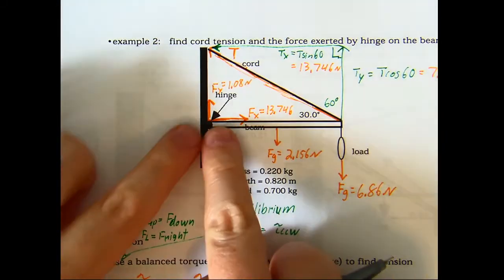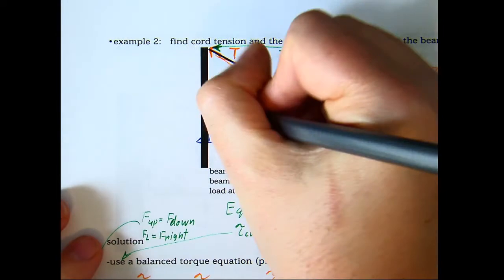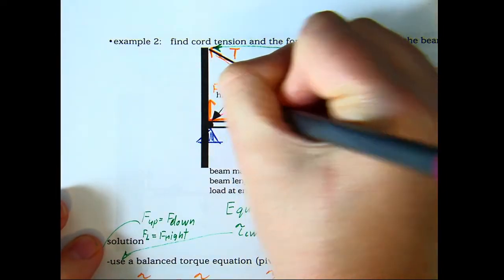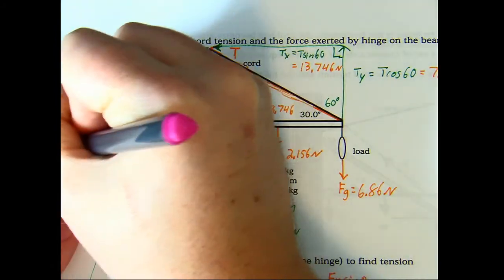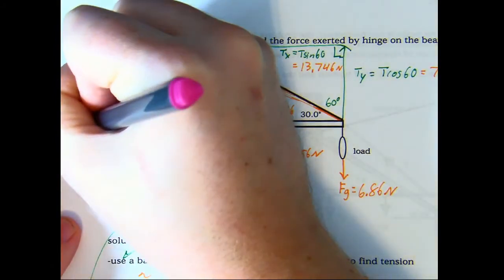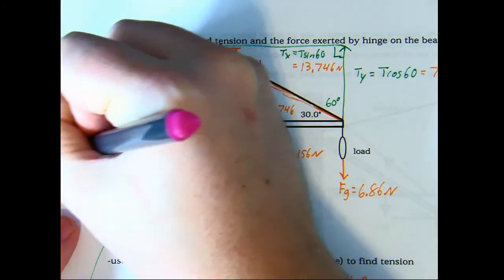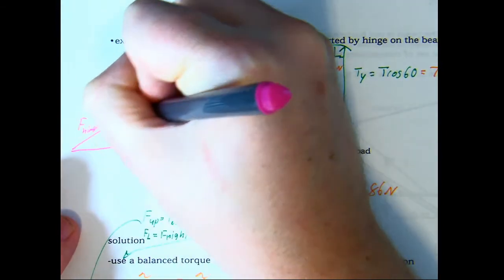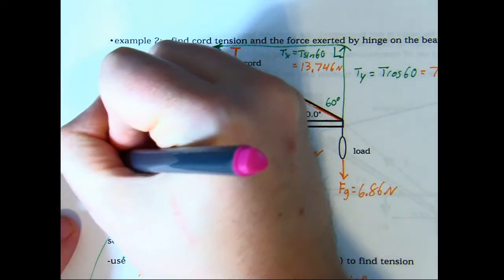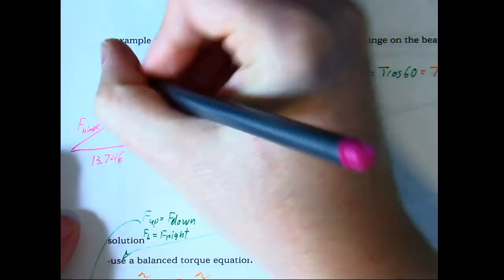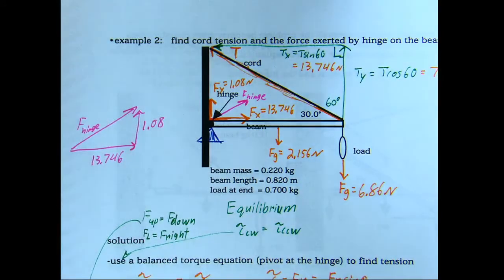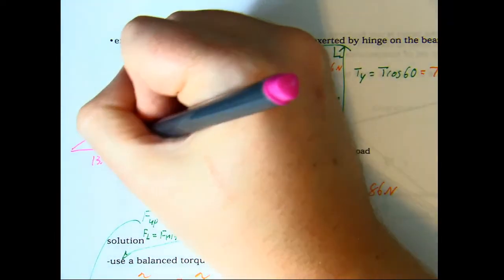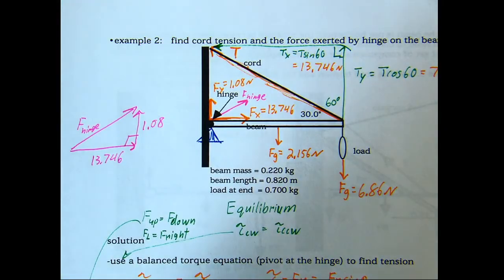What this means, if it's got a right component and an upwards component, is it's actually pushing up this way here. So this is going to be my F hinge. There's a right component and there's an upward component. The right component is 13.746. The upward component is 1.08. Obviously that is not drawn to scale, but these are components. They meet at right angles. Scale is not nearly as important as getting the gist of the picture.